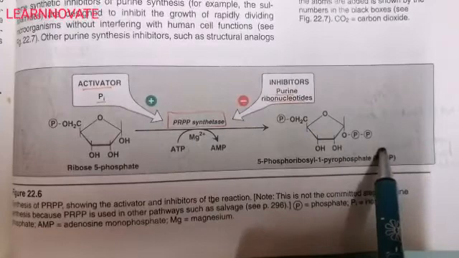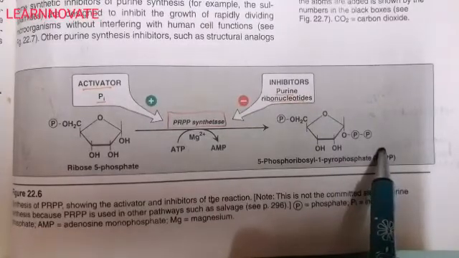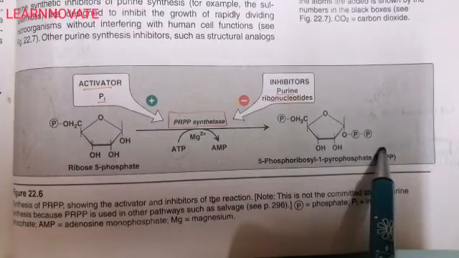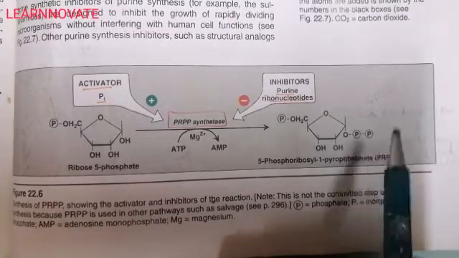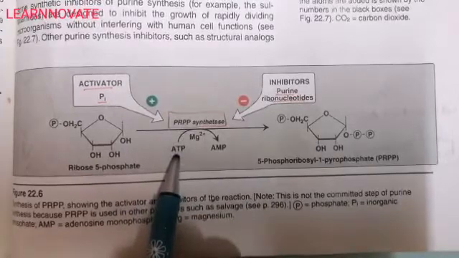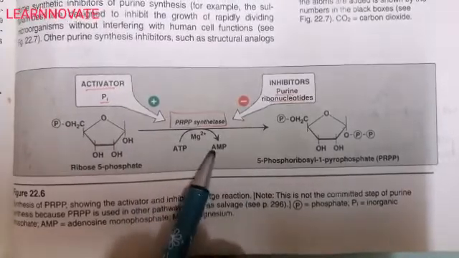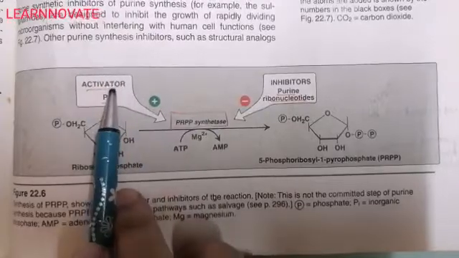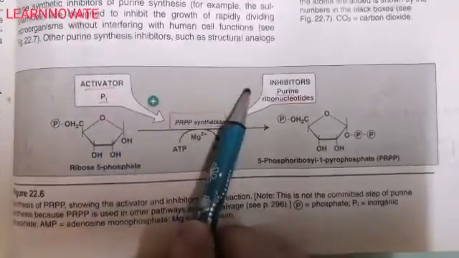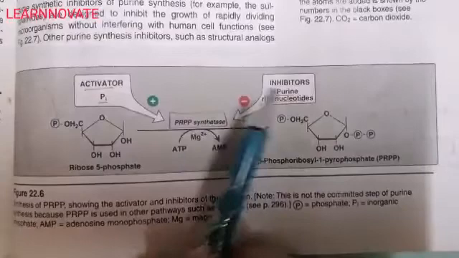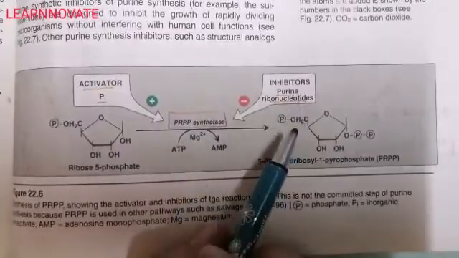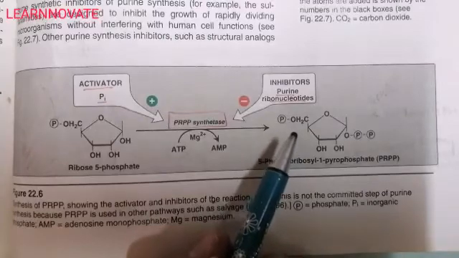This PRPP compound is important, as I have told you, because it is the initiator of the whole cycle of purine synthesis. The enzyme requires the conversion of ATP into AMP and also magnesium as a coenzyme. The activator of this step is phosphate, and the inhibitors are the purine ribonucleotides. This step is a rate limiting step because it is very important and the first step of the purine synthesis.